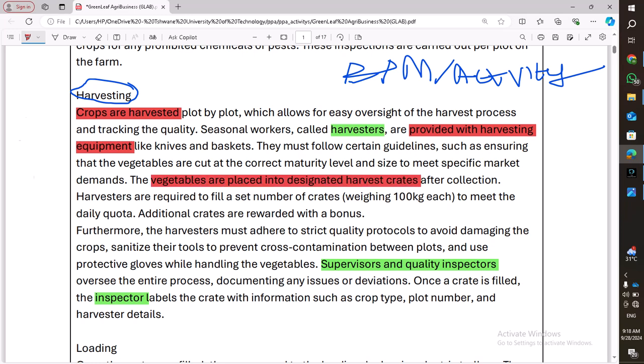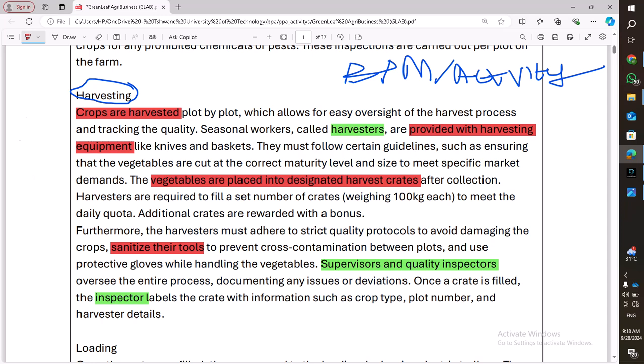Then the harvesters are required to fill the number of trays to meet the daily quota. Additionally, the trays are rewarded with a bonus. Furthermore, the harvester must adopt the strict quality protocol to avoid damage to the crops. They sanitize their tools to prevent contamination between the plots and use protective gloves while they handle the vegetables.